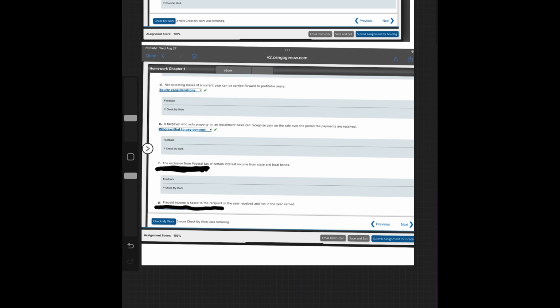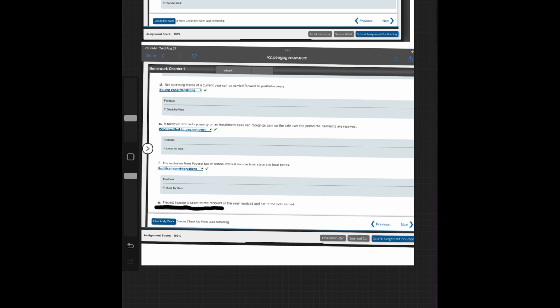The exclusion from federal tax of certain interest income from state and political bonds. That is a political consideration. And your hint here is the municipal. So it lowers the borrowing cost in local and state government so that they can function better. That's the idea behind it.